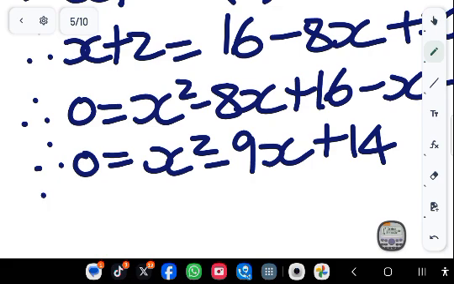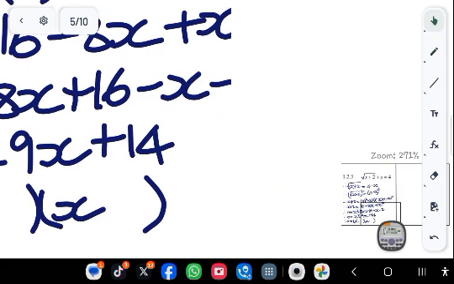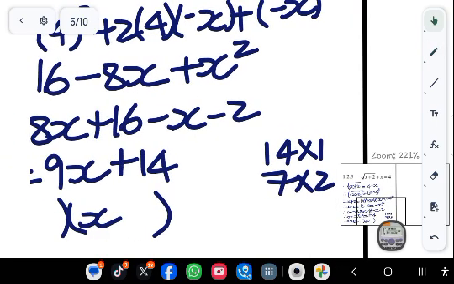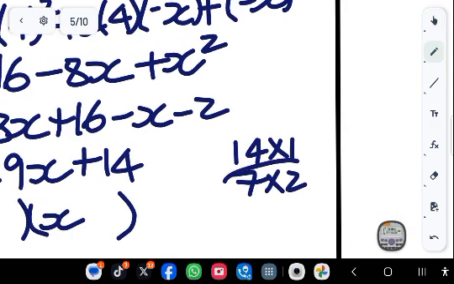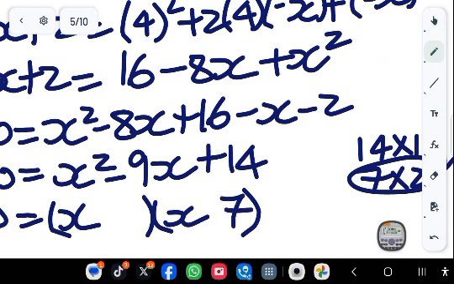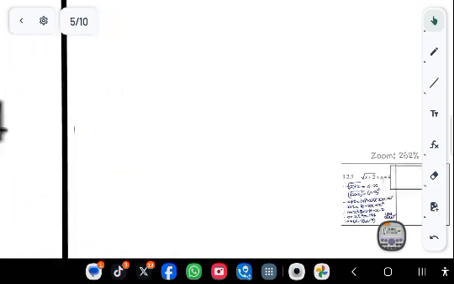Now let's factorize. x and x. Now here are the factors of 14. 7 times 2. Now the combination that gives us 9 is this combination. So we have 7 and 2. And both of them will be negative, because when you multiply them together they give you a positive 14, and when you add them together they give you negative 9.